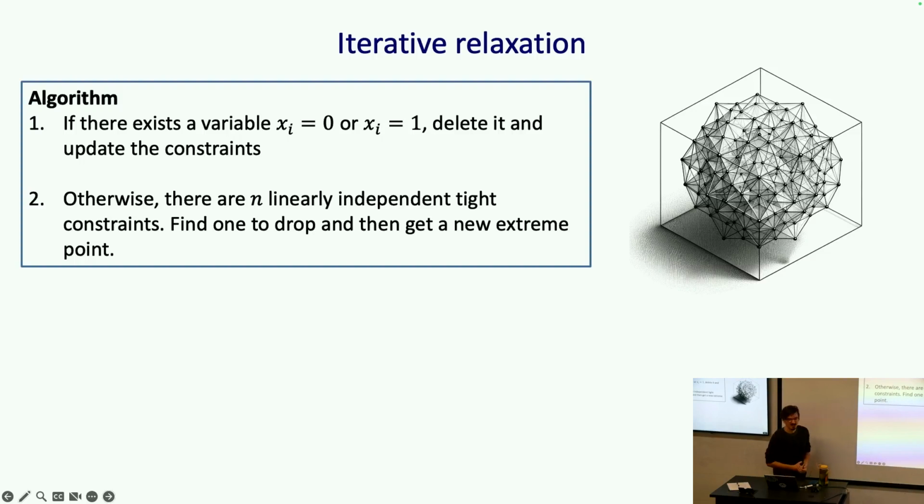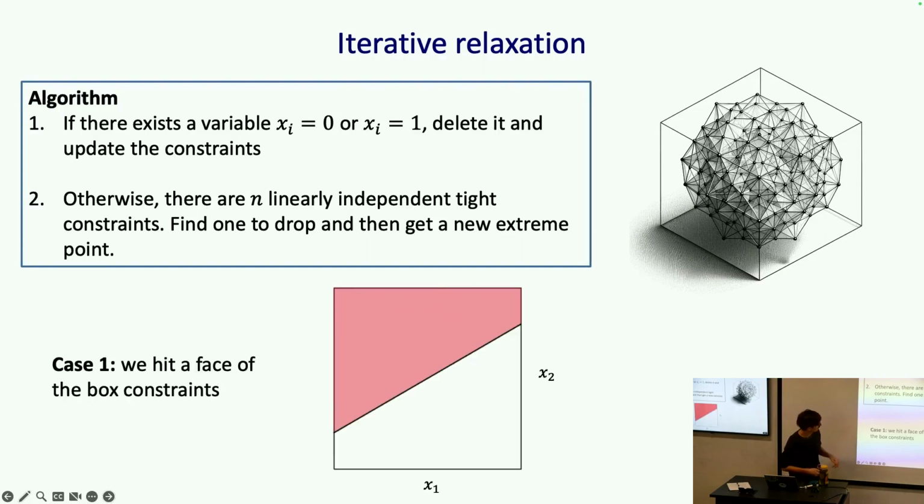This actually suggests an algorithm, which I'm going to call the iterative relaxation algorithm or framework. So you solve your LP, get some extreme point solution. And now you check if there's a variable that's set to 0 or 1. If there is, you delete that variable and update the constraints accordingly.